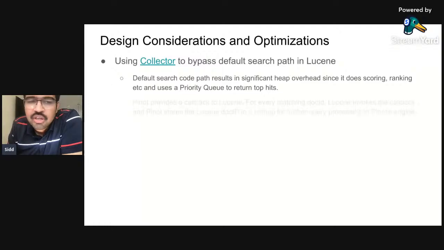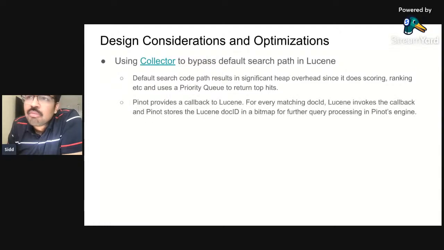We don't want any of that, so we just provide a simple callback to Lucene. Every time there is a matching document ID, they invoke our callback, and we put the document ID in a bitmap. And that document ID bitmap plays nicely with the rest of our execution engine and the filter processing.